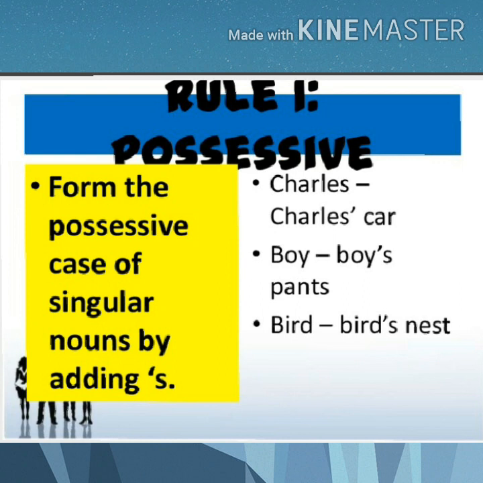Now let's see the noun as possessive. Form the possessive case of singular nouns by adding apostrophe s. For example, Charles, Charles' car; boy, boy's pants; bird, bird's nest.